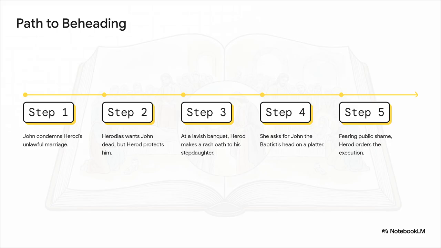And the story plays out like a political drama. John the Baptist publicly calls out King Herod for his illegal marriage. Herod's wife Herodias is furious and wants John dead, but Herod's a bit conflicted. He kind of fears John's righteousness. It all comes to a head at Herod's big, fancy birthday party. After a suggestive dance from his stepdaughter, he makes a stupid, drunken promise. And, well, pressured by his wife and terrified of looking weak in front of his friends, he orders John's head on a platter.